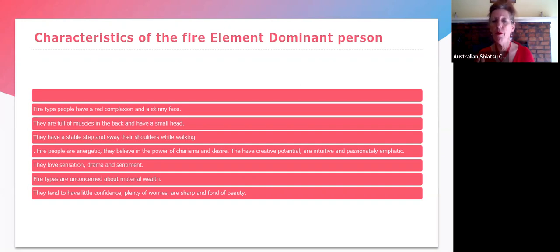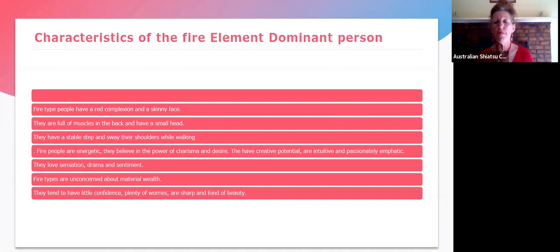So if we look at the type of element body structure, then fire people have red constitution. Well, that sort of makes sense with the heat that goes with red. Perhaps a ruddy complexion, a bit more red around the cheeks, with a skinny face, full of muscles in the back and a small head. It's quite interesting. Stable step, sway their shoulders while they're walking. Energetic, believe in charisma. So charisma is a big part of this energy of fire. Creative potential. You'll see these words keep repeating. Passionate, creative, sensation, sometimes drama, sentiment.